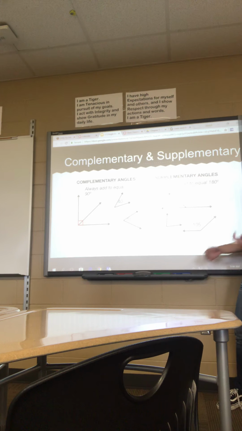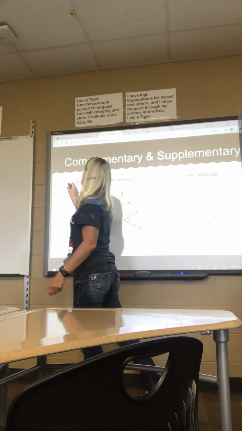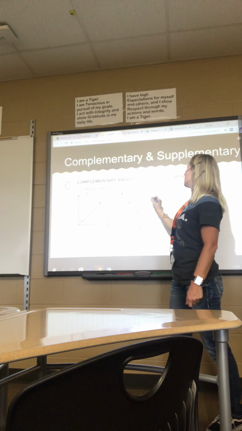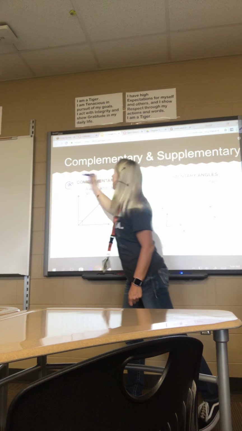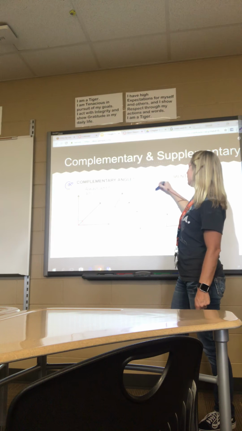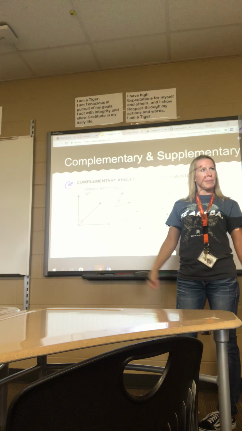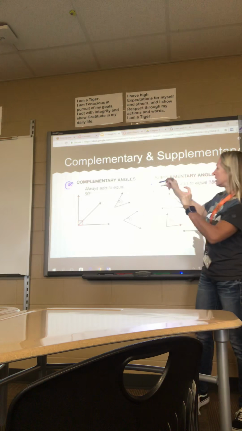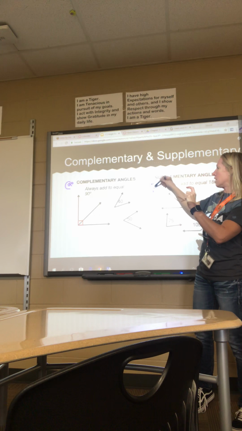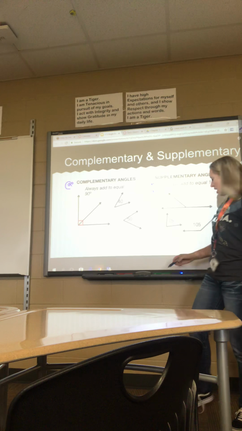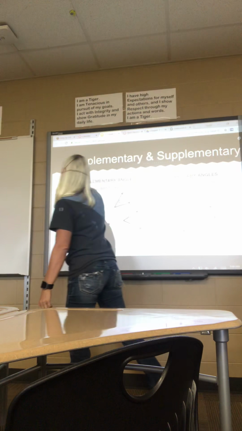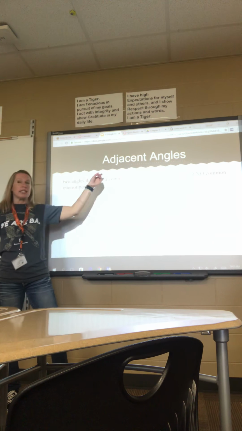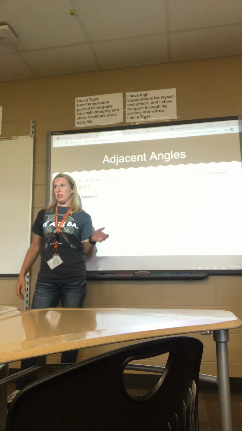This is how I remember that. Complementary starts with a C. It has one arc. Supplementary starts with an S. It has two arcs. 90, 90, and 90 make 180. Make sense? Complementary, C, one arc, 90. Supplementary starts with an S, two arcs, 90 and 90, make 180. Okay? So that's something you will have to have memorized if you don't already. 90 and 180.